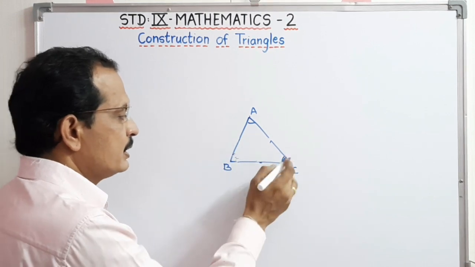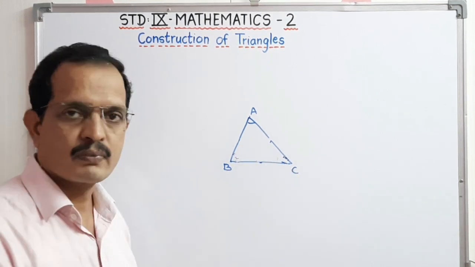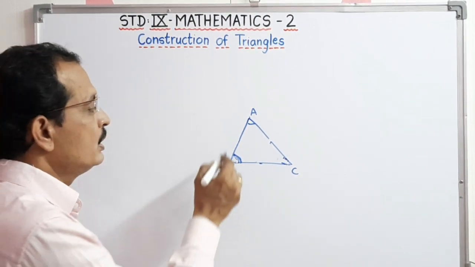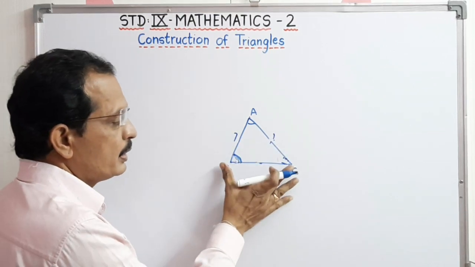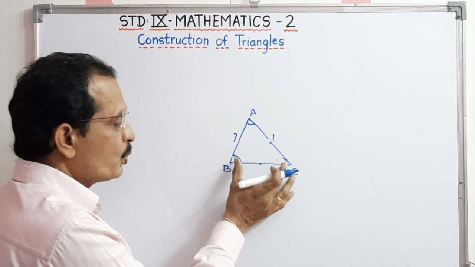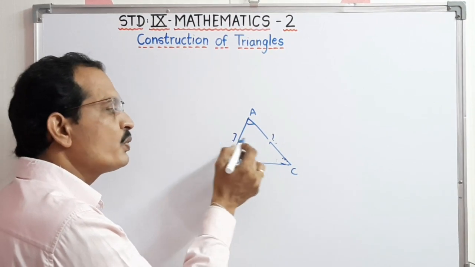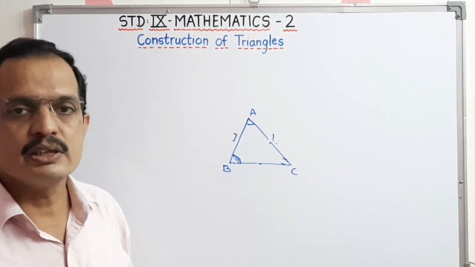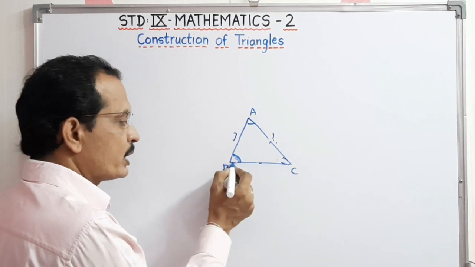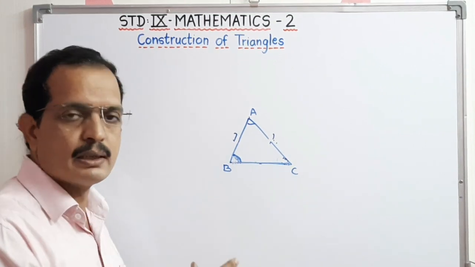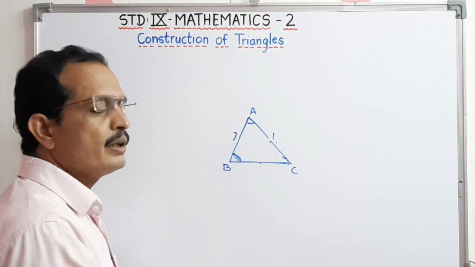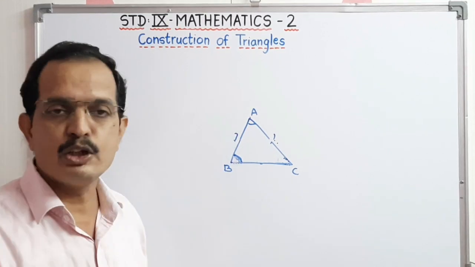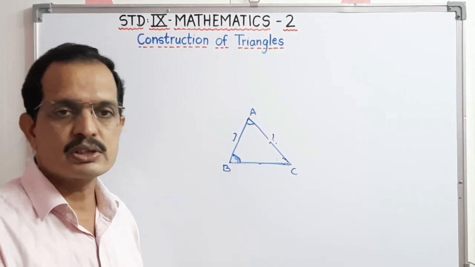Suppose BC is a base, the length of this BC is given, then one base angle is given, and, dear student, the sum of the remaining 2 sides is given, then we have to construct the triangle. The second condition is that the base is given, the length of BC, one base angle is given, and the difference between the remaining 2 sides is given, then we have to construct the triangle.